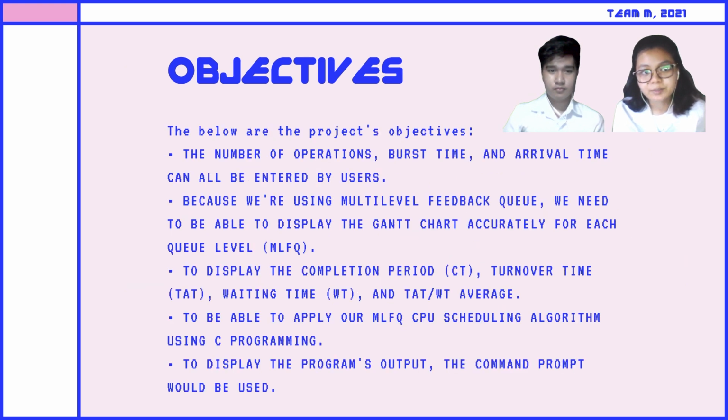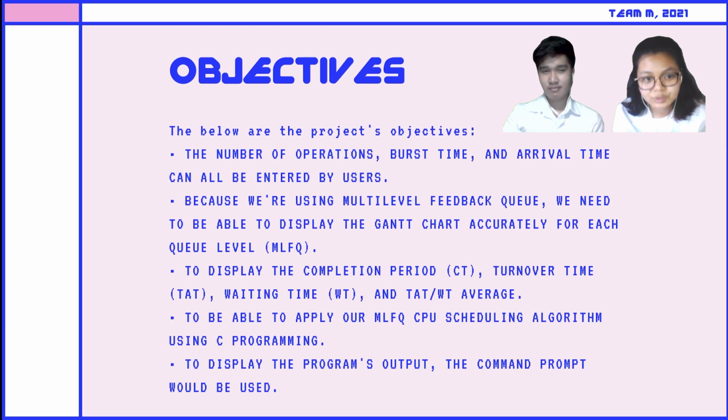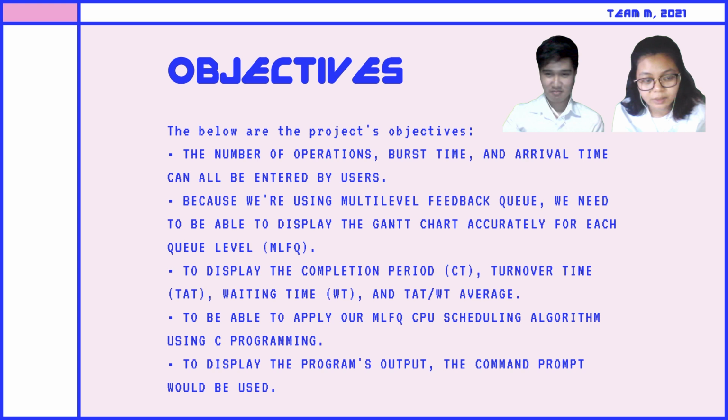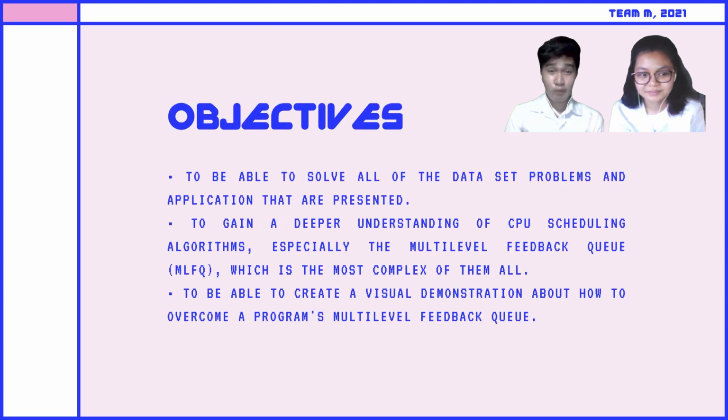So the objectives are: the number of processes, burst time, and arrival time can all be entered by the user. Because we're using multi-level feedback queue, we need to be able to display the completion time, turnaround time, waiting time, and the average of TAT and WT. To apply our MLFQ CPU algorithm using C programming, and to display the program's output, the command prompt would be used. To be able to solve all of the dataset problems and applications that are presented, to gain a deeper understanding of CPU scheduling algorithms, especially the multi-level feedback queue, MLFQ, which is the most complex of them all. To be able to create a visual demonstration of how a multi-level feedback queue program works.